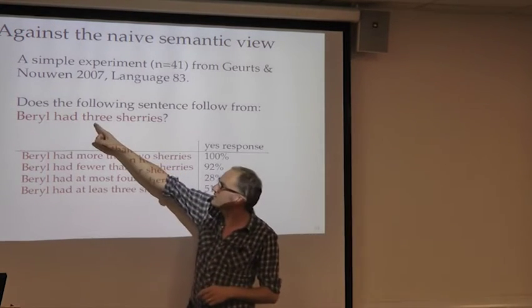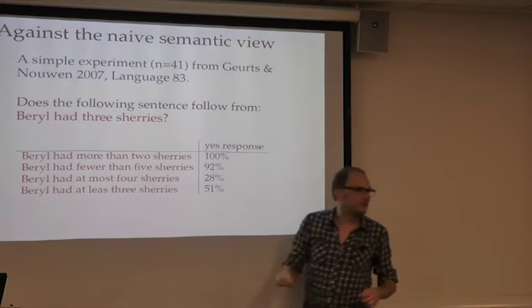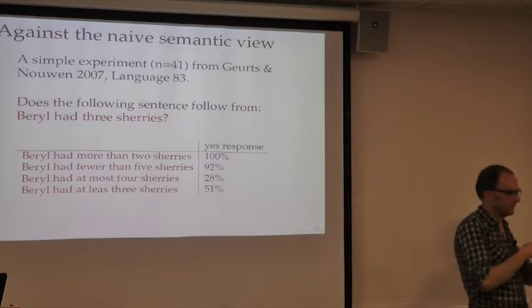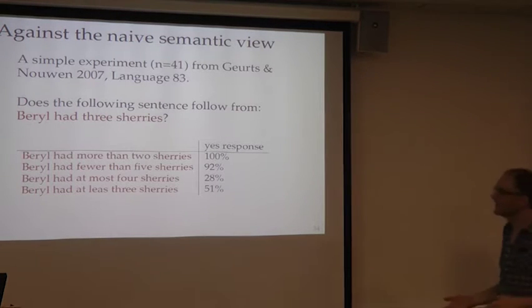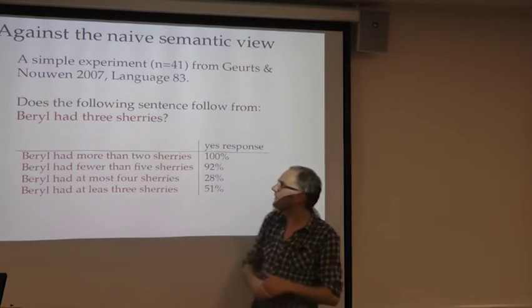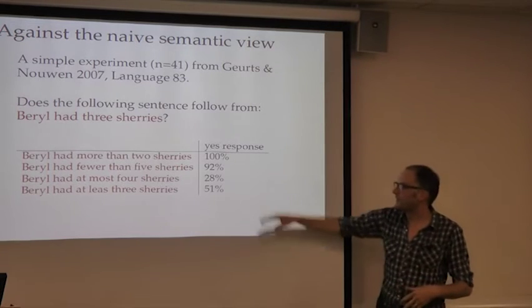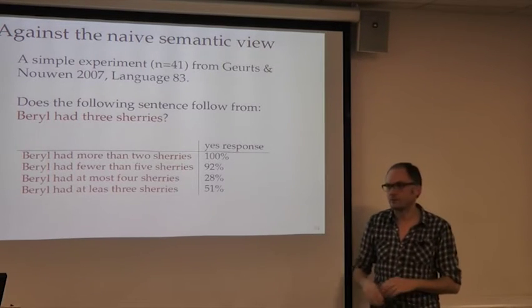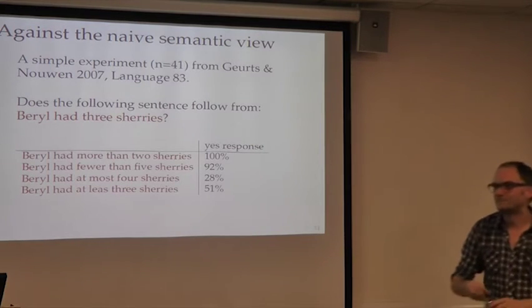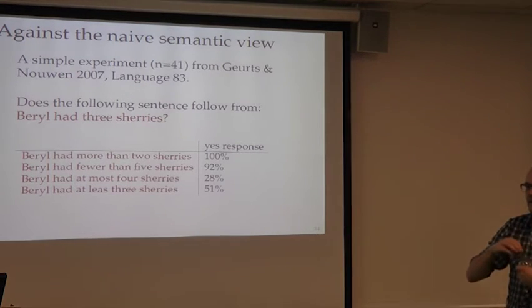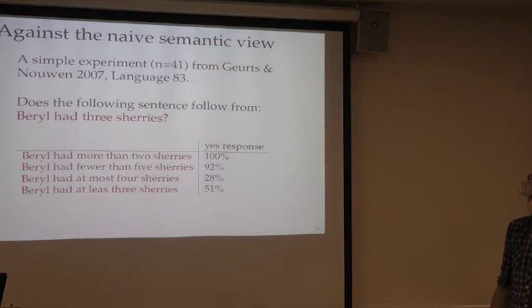So we thought that this was because Beryl had 3 sherries was maybe read in a very weak way, so 3 or more. So we then changed it into Beryl had exactly 3 sherries, and I think the percentages went down a little bit, but nowhere near zero. But don't you think it might be that people were unclear as to whether they are being asked a question, is it true, as opposed to would I say it?